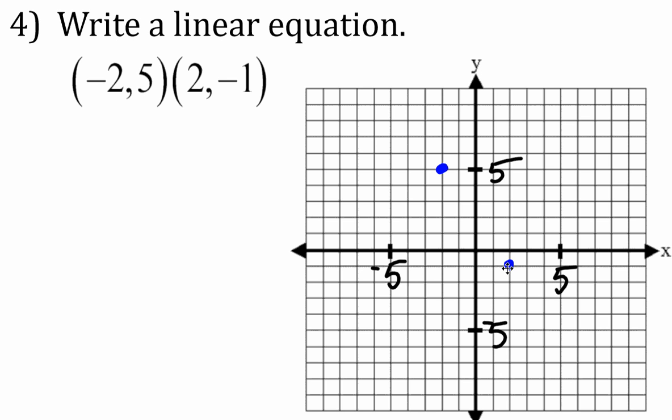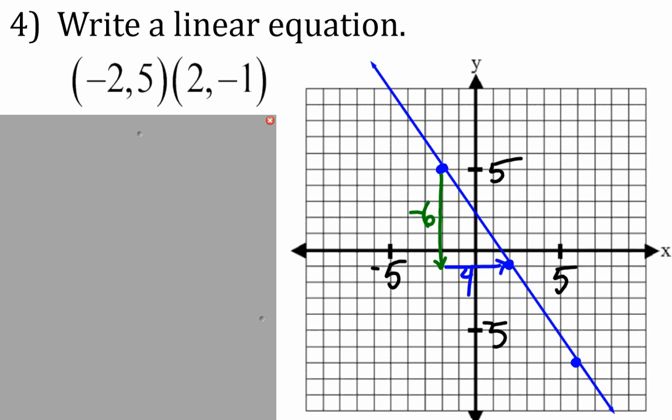Well, we want to see what kind of movement is happening. From (-2, 5) to (2, -1), we are going down and then over to the right. We are going down 6 units and to the right 4 units. I have that pattern, and I could try plotting other points on the line using that, going down 6 and to the right 4. I can connect these to form my line.